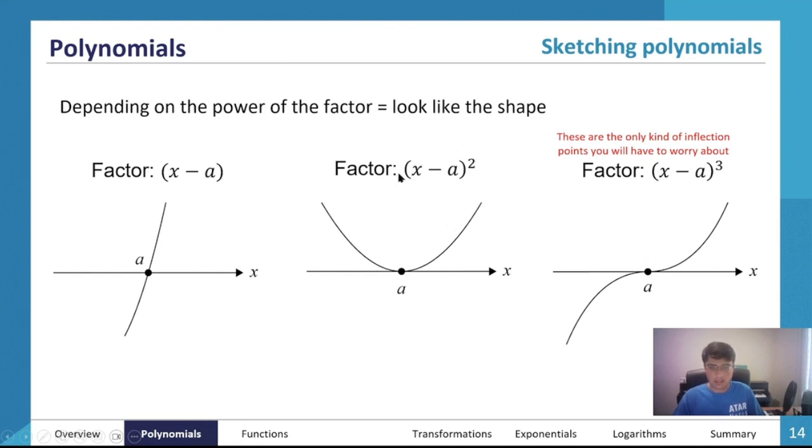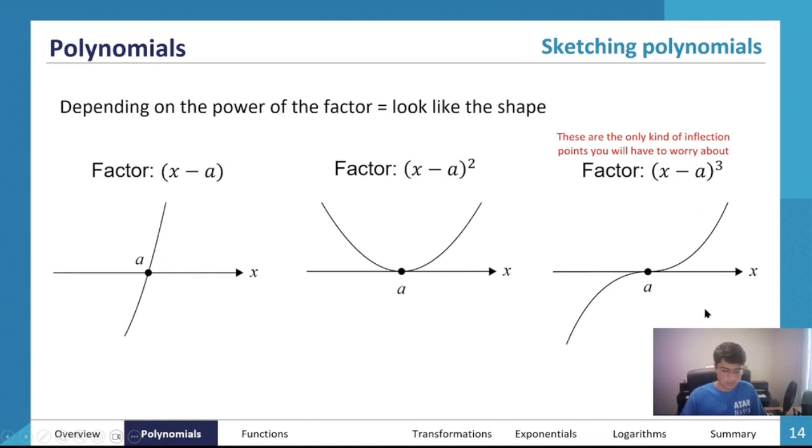If we have that factor raised to the power of 2, so it's a quadratic factor now, then the graph is going to come down and approach a at the x-axis. It's going to touch a and then come back the same way it came from. So it's kind of like a quadratic. Now, if the factor is raised to the third power, that's when we get a stationary point of inflection. And like I said before, they're the only kinds of inflection points you're going to have to worry about, the stationary kind.